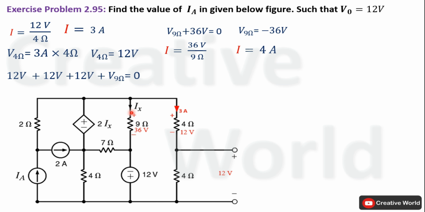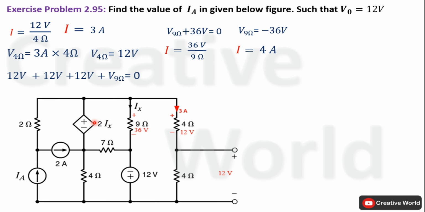So 4 ampere current will be flowing from this branch in downward direction, and because of series connection, value of Ix will also be 4 ampere. According to this value, we can calculate voltage across this dependent voltage source, that is the 2 times of Ix. So 2 multiplied by 4, it will become 8 volt.